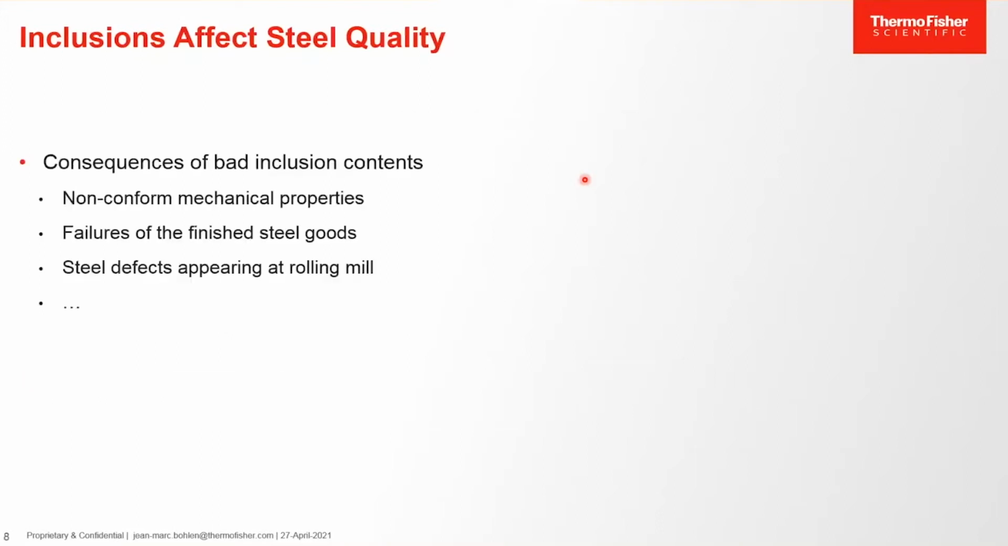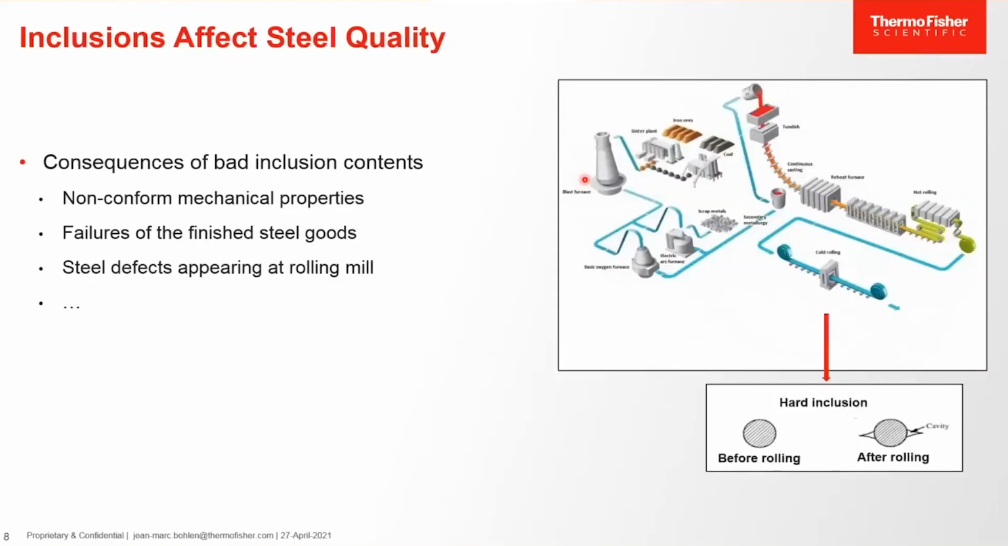Inclusions affect the steel quality. What are the consequences of a bad inclusion content? There can be different possibilities, from non-conforming mechanical properties to failures of the finished product, or to steel defects appearing at the rolling mill. This is what we see on the picture.